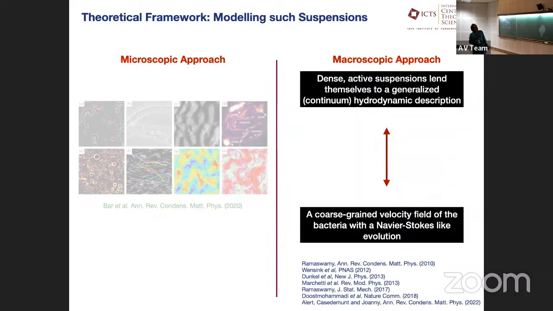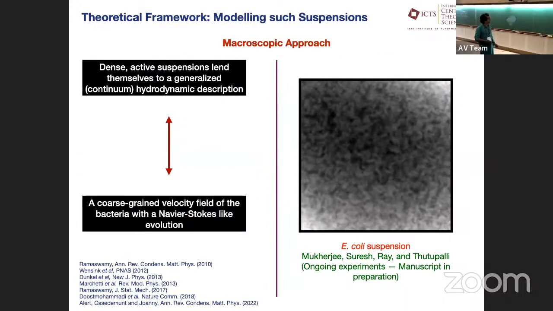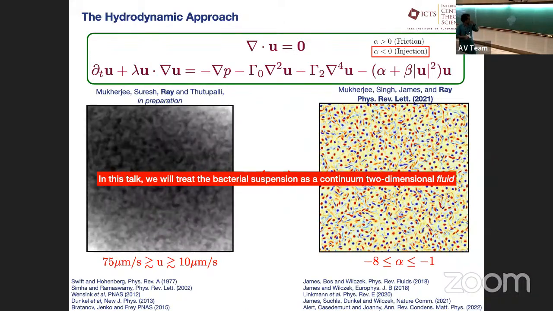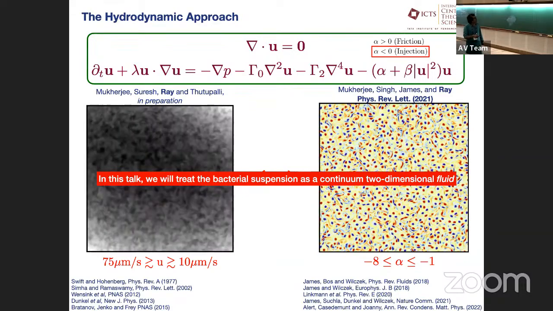So essentially, what this suggests visually is that these dense suspensions can lend themselves to a continuum description, and once you have a continuum description, essentially you're writing down a coarse-grained velocity field. So you have a velocity field u as a function of x comma t. And the next stage, of course, is to write down the differential equation which will govern the evolution of this velocity field.